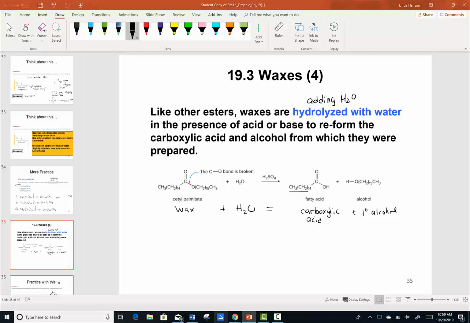What must have been the original carboxylic acid and alcohol to give us the wax structure that we're looking at? We know that we simply cleave the bond of the carbonyl group. The carbonyl group is the wax component coming from the acid, and the primary alcohol group is on the right side of your structure. So these will be quite easy.